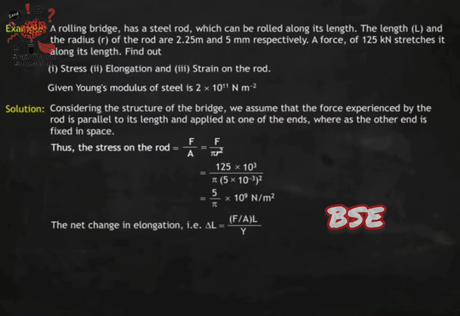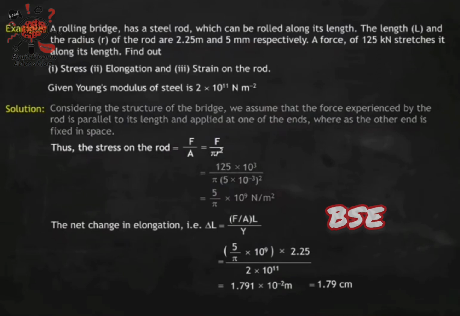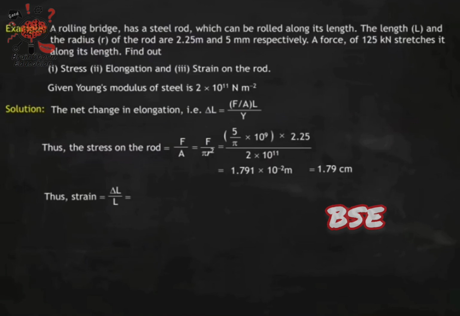The net change in elongation, that is ΔL, equals (F/A) × (L/Y), or ΔL equals (5/π) × 10^9 × 2.25 / (2 × 10^11) equals 1.791 × 10^-2 meters equals 1.79 centimeters. Thus, strain equals ΔL/L equals 1.79 × 10^-2 meters / 2.25, approximately equal to 0.8%.